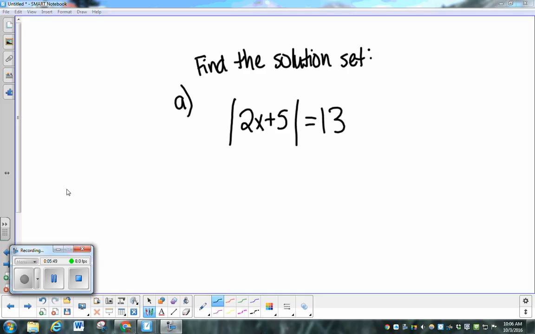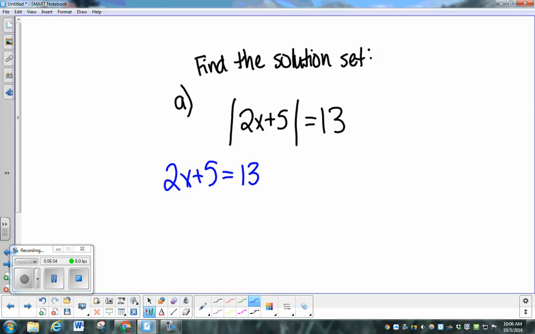All right, so on this one, basically what we're saying here is two things can happen. Whenever you have an absolute value, two different things could happen. All right, here's one thing that could happen. Maybe 2x plus 5, maybe whatever's in there, maybe it really does equal 13. Okay, that's one thing that could happen.